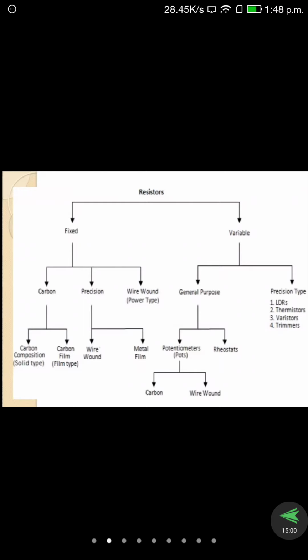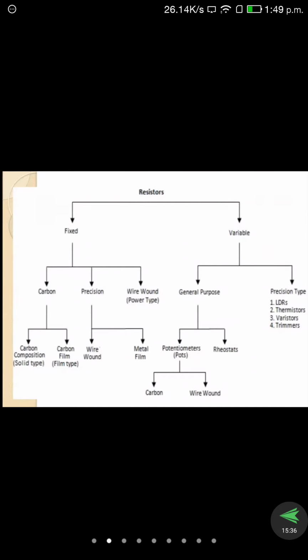Second one, variable. The word itself says the value can be changed. The value can be regulated. So for easy understanding, instead of variable, we use the word regulating. Regulating is nothing but we can increase or decrease the value of the resistor. So those we call a variable resistor. So fixed resistors are subdivided into three categories: carbon, precision type, and wire wound type.